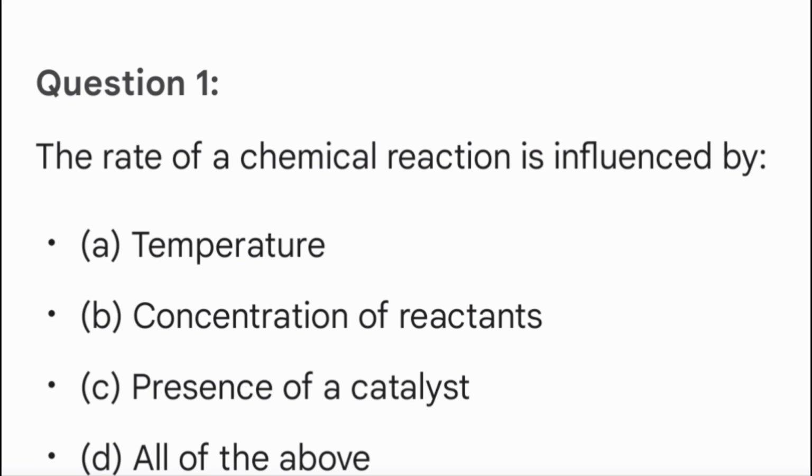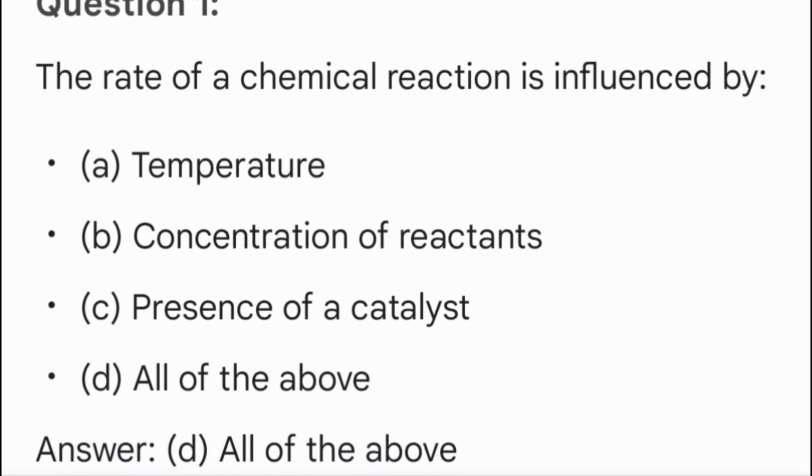Factors influencing rate of a reaction. Objective questions. Question 1. The rate of a chemical reaction is influenced by A. Temperature. B. Concentration of reactants. C. Presence of a catalyst. D. All of the above. Answer. D. All of the above.